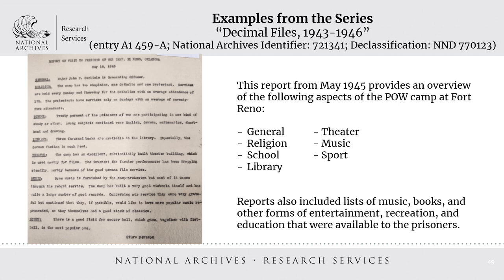It provides the name of the commanding officer and a brief summary of the following areas: religion, school, library, theater, music, and sport. Many of the reports in this series also contain lists of records, books, magazines, and newspapers that were available to the prisoners. They also detail specific sports that were played and training that was offered.